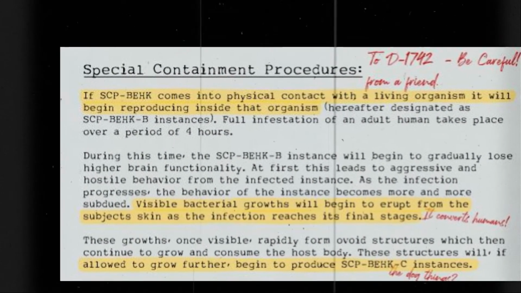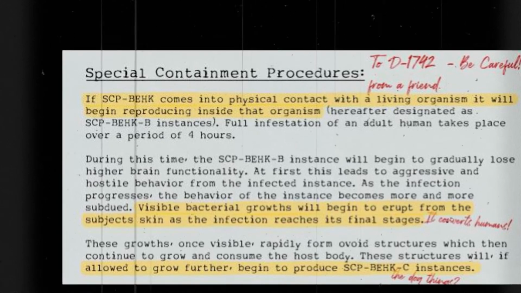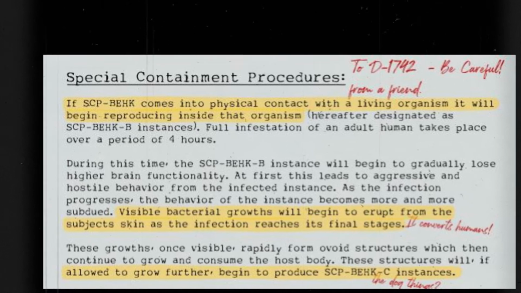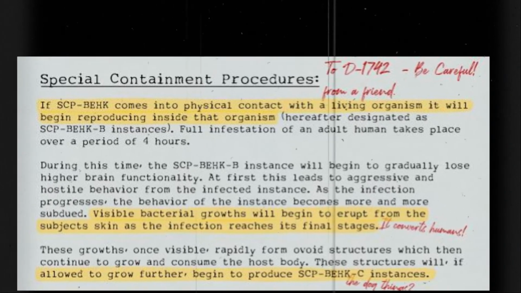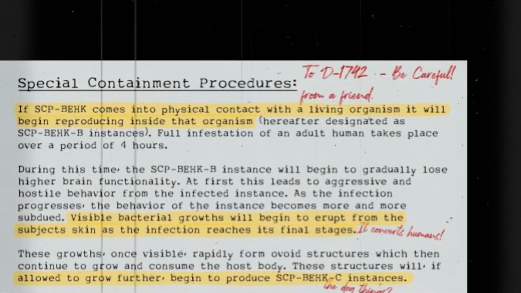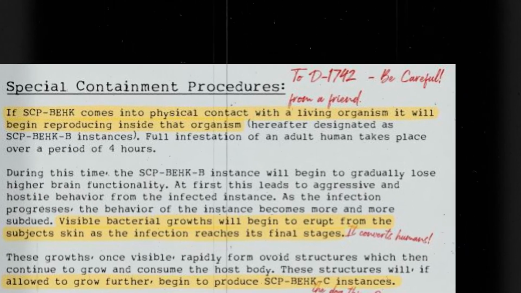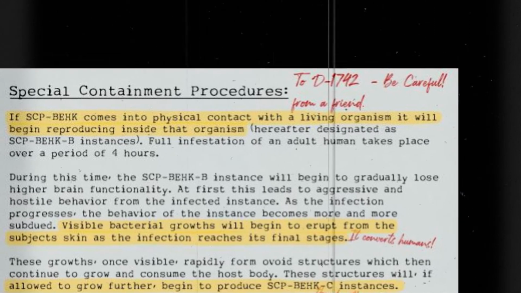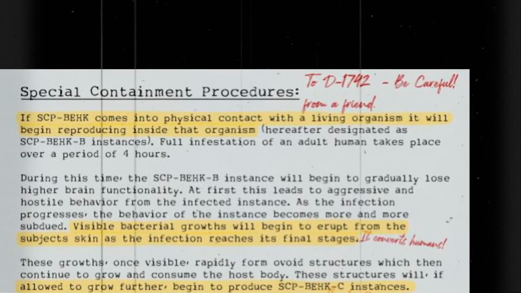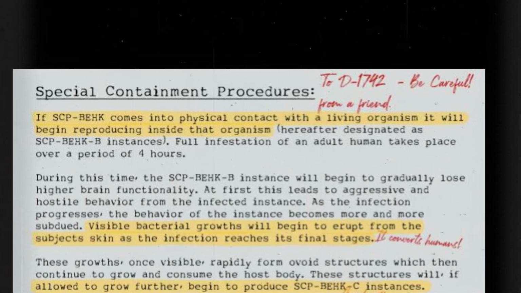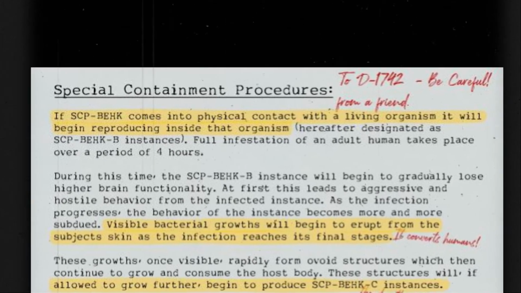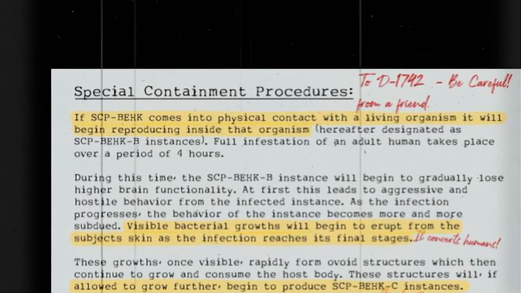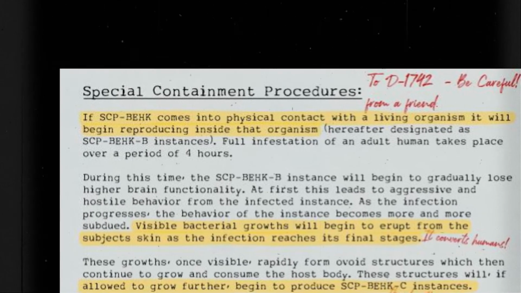Special Containment Procedures continued. If SCP-BEHK comes into physical contact with a living organism, it will begin reproducing inside that organism, hereafter designated as SCP-BEHK-B instances. Full infestation of an adult human takes place over a period of 4 hours. During this time, the SCP-BEHK-B instance will begin to gradually lose higher brain functionality. At first, this leads to aggressive and hostile behavior from the infected instance. As the infection progresses, the behavior of the instance becomes more and more subdued.